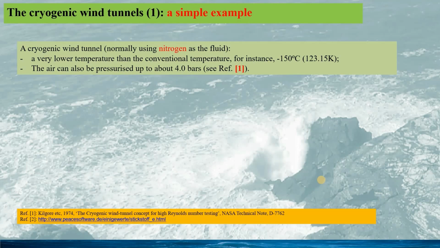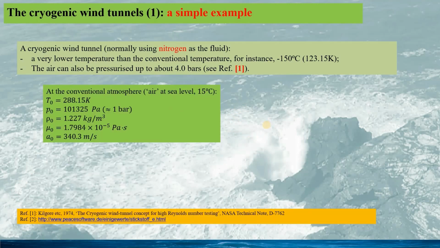The more complicated wind tunnel test would be in the cryogenic wind tunnel, in which the temperature can be lowered to minus 150 degrees Celsius or lower. It should be noted, in such a low temperature, nitrogen would be used for the fluid, and the pressure can be increased to be more than 4 bars. Suppose the prototype structure in the conventional atmosphere in the air, so the properties of the air would be density 1.227 kg per cubic meter. The viscosity is about 1.8 times 10 power minus 5 pascals second. The speed of the sound is about 340 meters per second.